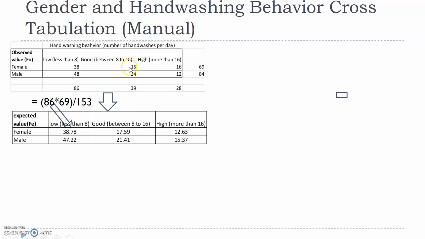Let's say I want to calculate for this value. Again, how will I calculate? 39 multiplied by 69 divided by 153. That will give me 17.59. Like that, I have to find out all the values.